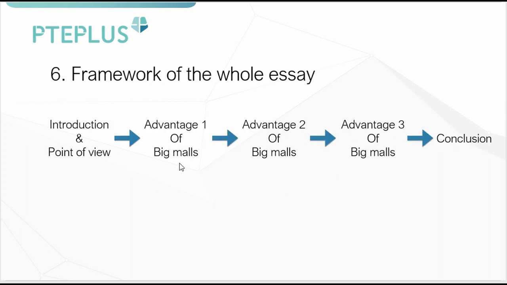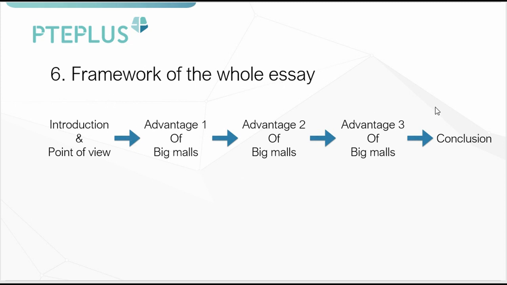So let's have a look at the framework of the essay. This is the skeleton of our essay. We're going to start off with the introduction point of view. Then we're going to go into the first advantage of big malls, advantage 2, advantage 3, before finishing it off in a conclusion. So you can see here that it's very logical, and it's exactly like the way you'd write an essay in a university, except everything's a bit shorter here and you don't need to do as much research, and everything's a lot more colloquial. So that's the big difference here.